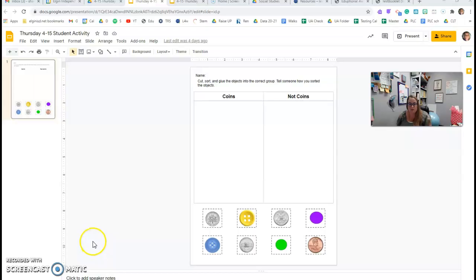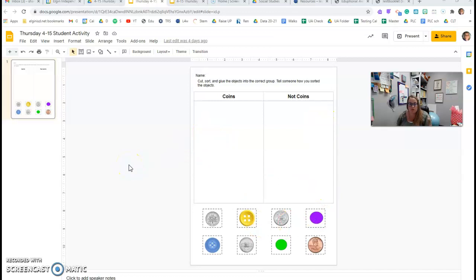Now it's going to be your turn. If you are at school or if you're at home and you have this paper, you are going to cut, sort, and glue all the coins and not coins. So if it's a coin, it's going to come over here, and if it's not a coin, it's going to go over here. If you're at home and you do not have this paper, you are just going to click on this and you're going to drag it to wherever it needs to go.